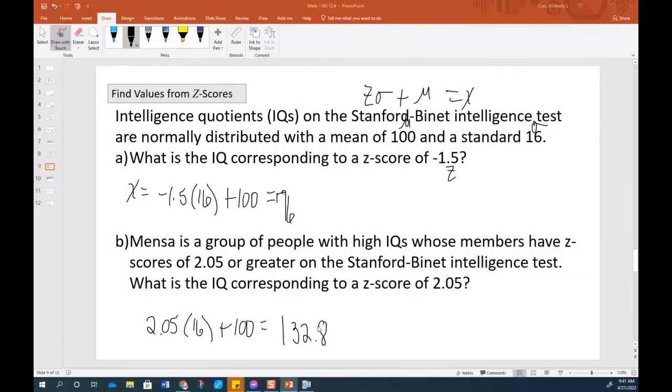This seems like an acceptable answer to me, but I don't think on the IQ test you get decimals. So this one is going to be 133, because if you actually scored 132, you would not have met the threshold of this or greater. So you're going to need to get 133 on that.